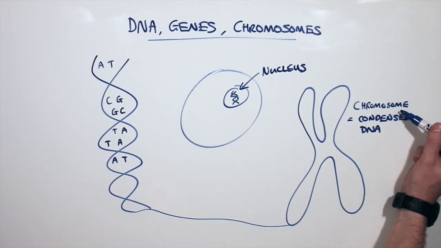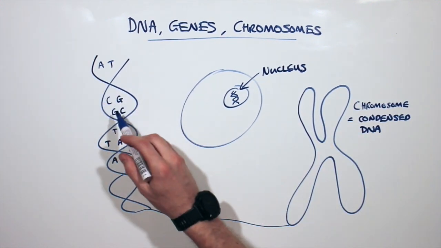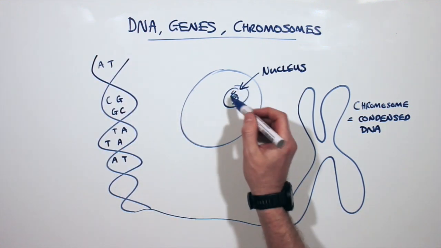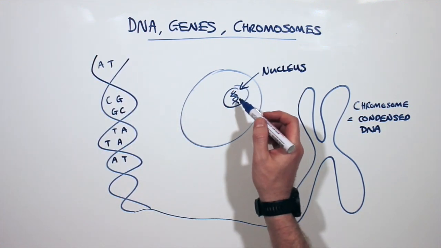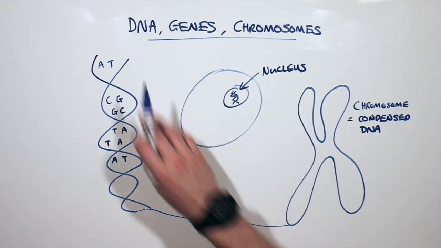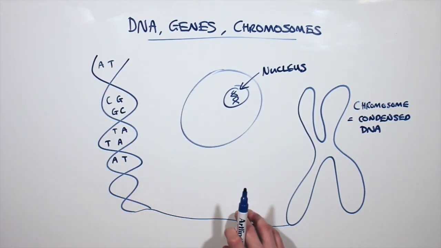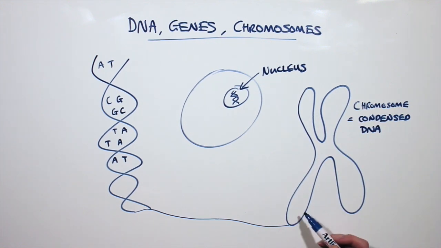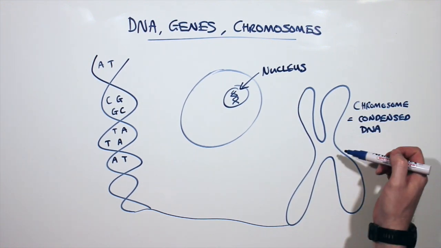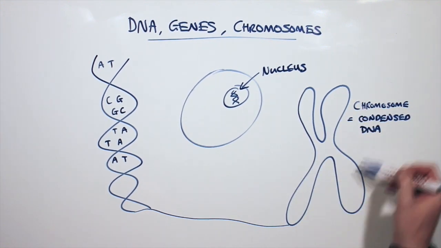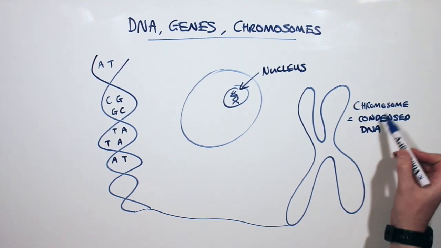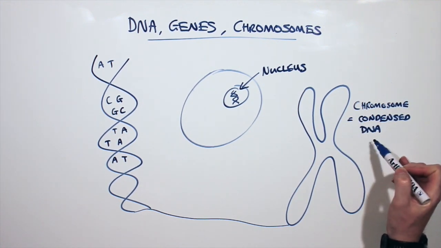So there is a connection between this double helix and this X-shaped chromosome. A chromosome is actually just condensed DNA. Instead of having this really long double helix inside of our nucleus, at some times during this cell's life, we choose to take all of that DNA and condense it up into what becomes a chromosome. Now, there's a little bit more detail that we need to understand to really understand what a chromosome is, but in very short, simple terms, a chromosome is just condensed DNA.